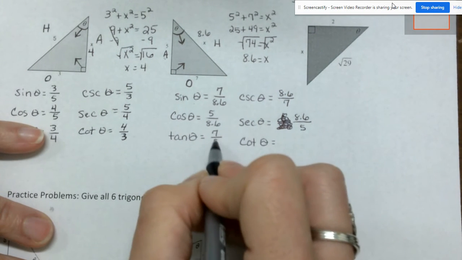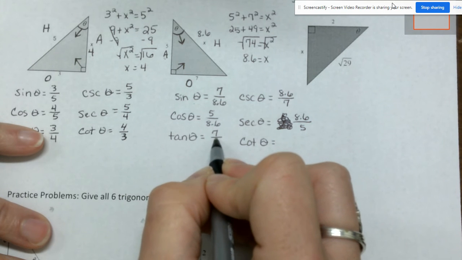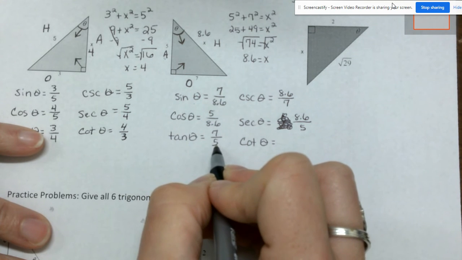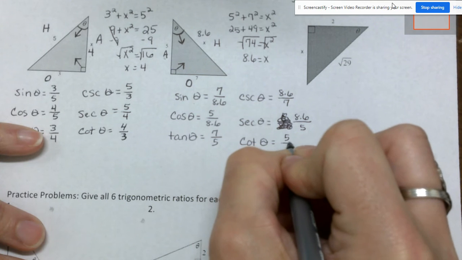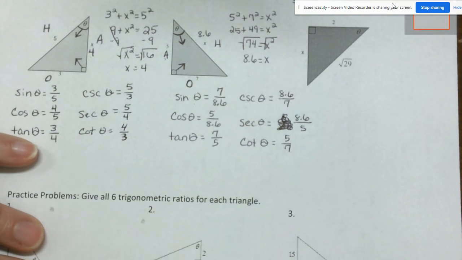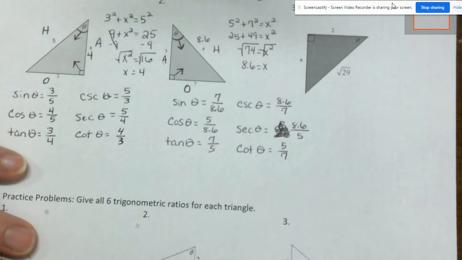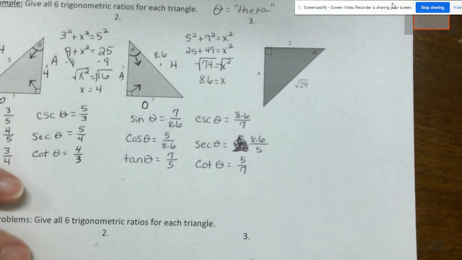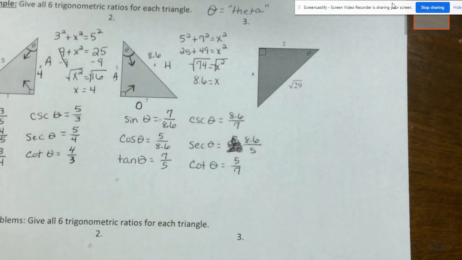And then cotangent of theta. That's the flip of tangent. Tangent is opposite over adjacent, so we're going to do adjacent over opposite. So that's going to be 5 over 7. It's these all flipped. Okay, I'd like for you to pause the video and see what you can do with number 3, and then come back and I'll work it.